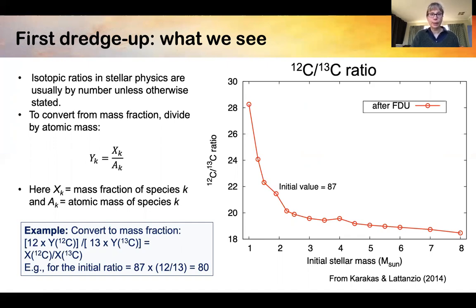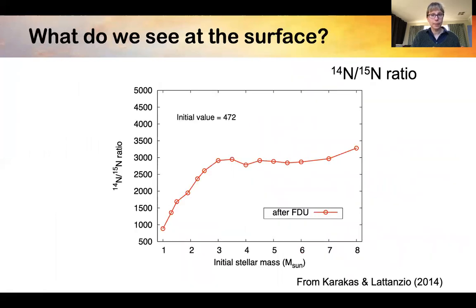If the carbon-12, carbon-13 ratio is going down, that means we're mixing material that's been exposed to CN cycling into the stellar envelope where we see it at the surface. And this is indeed what's happening here. Same with nitrogen 14, 15.